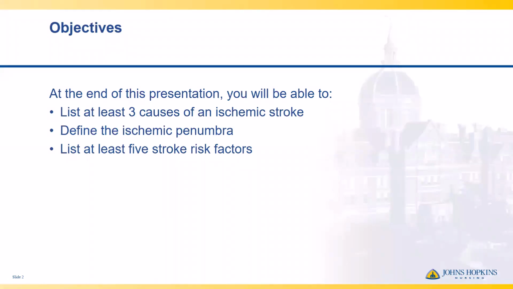So the objectives of this lecture: at the end, you'll be able to list at least 3 causes of an ischemic stroke, define what the ischemic penumbra is, and list at least 5 stroke risk factors.